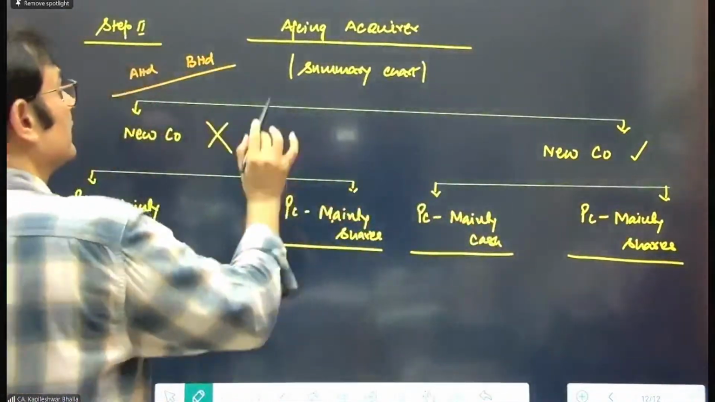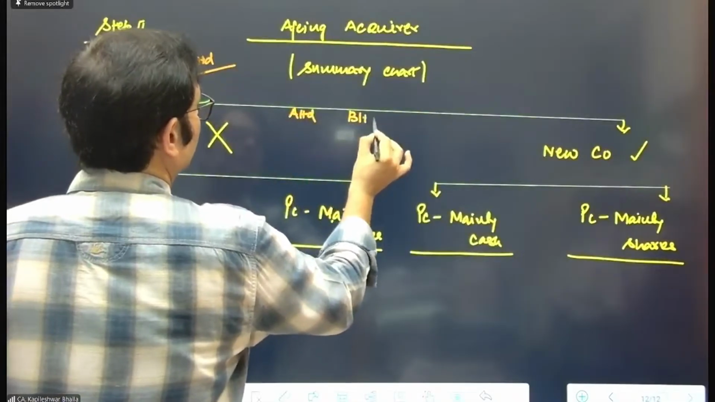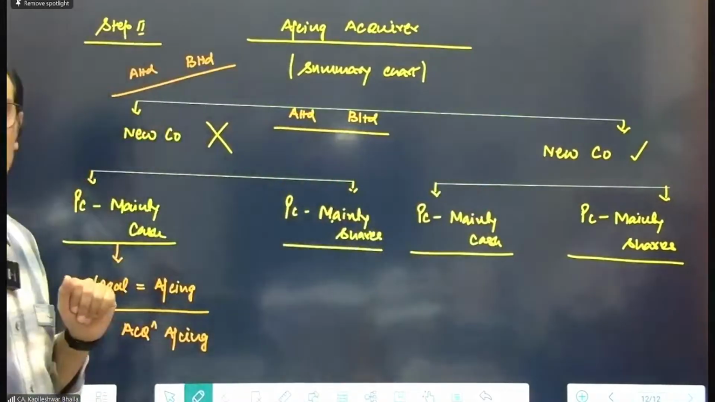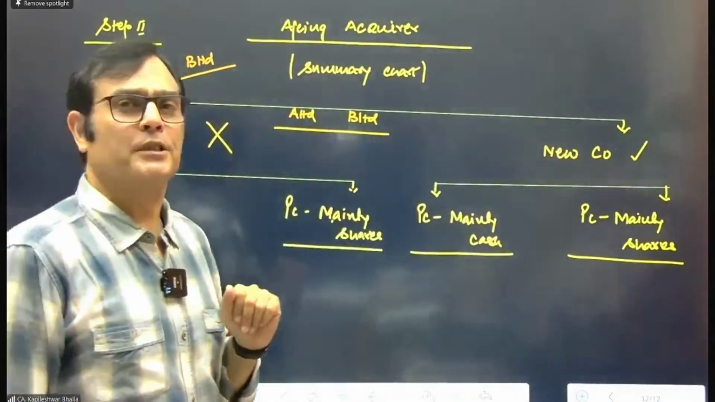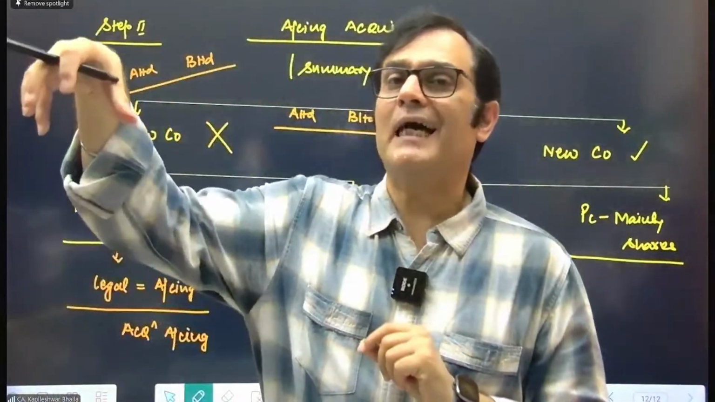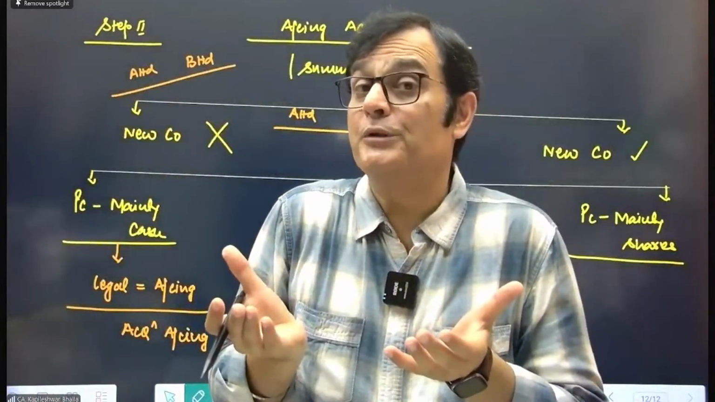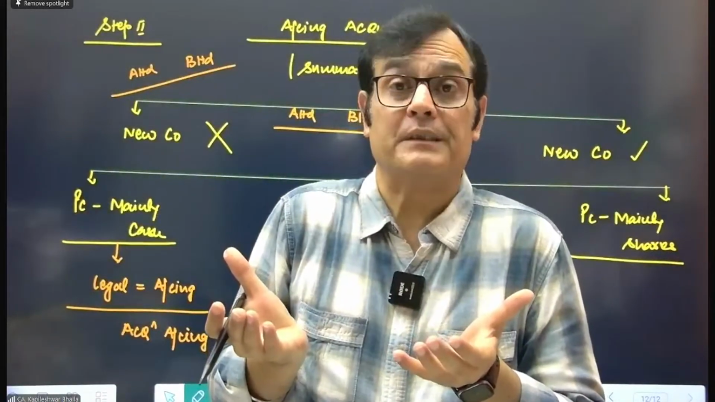But let's imagine if company A issues shares to the shareholders of company B. So if the consideration is mainly in terms of shares, that means A is telling the shareholders of B, I'll give you shares in my company. That means I am diluting my stake in my own company.